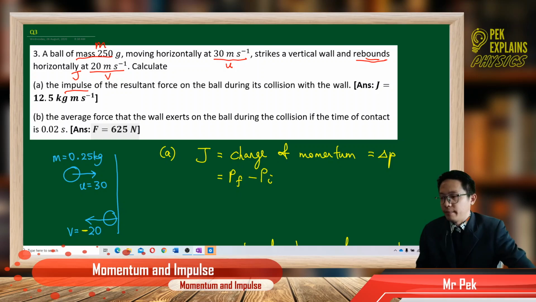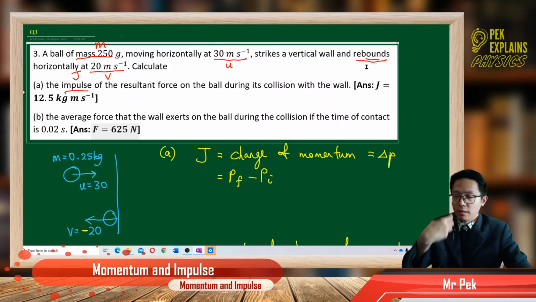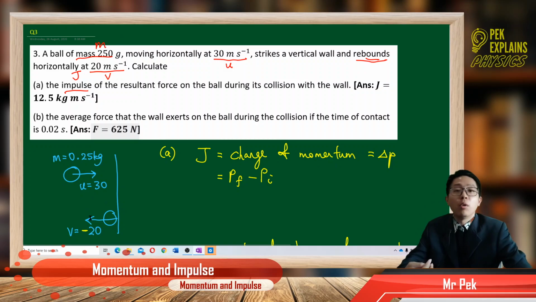So actually, I have illustrated the situation in the diagram. So it's a ball. I convert the gram into kilogram, 0.25 kilogram. Initial velocity 30. And see, after striking the wall, the ball rebounds. Rebound means it goes in the opposite direction. Remember, when it goes in the opposite direction, we need to put a negative sign. Many students forget about this negative sign. So when it rebounds, we must put a negative sign for the final velocity.